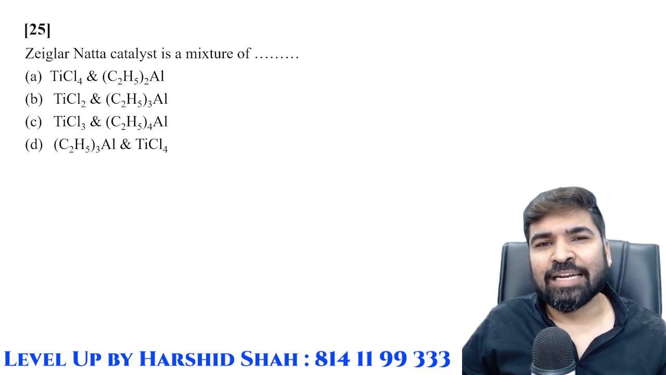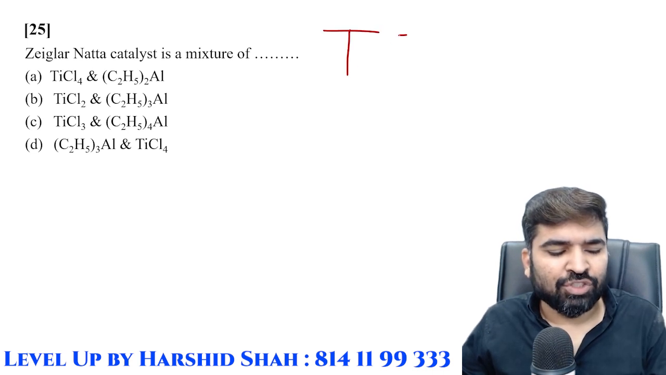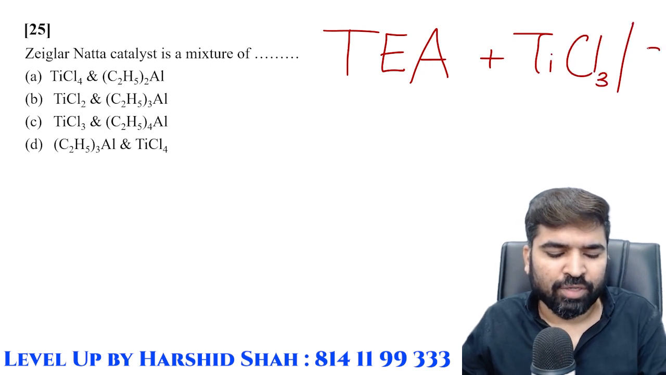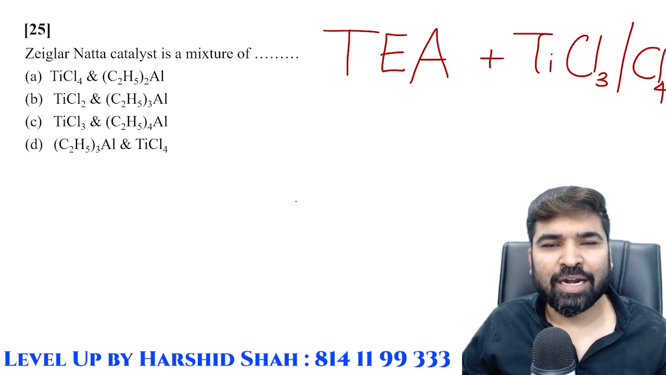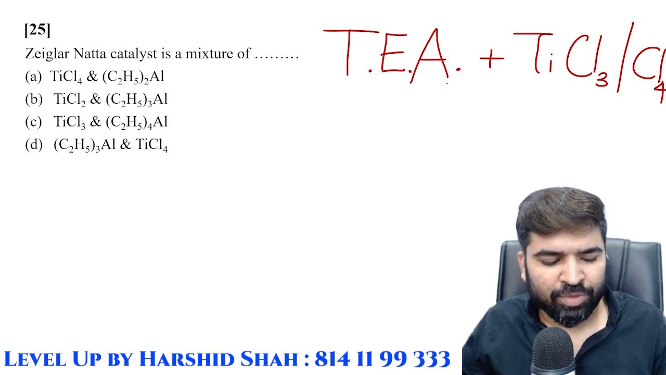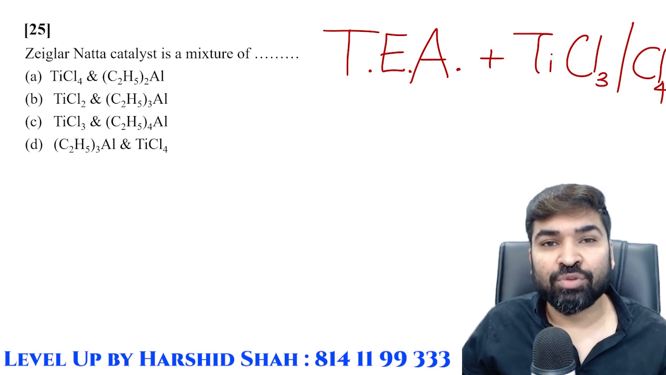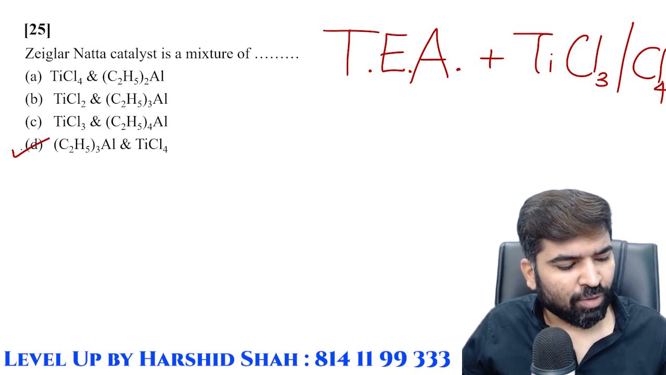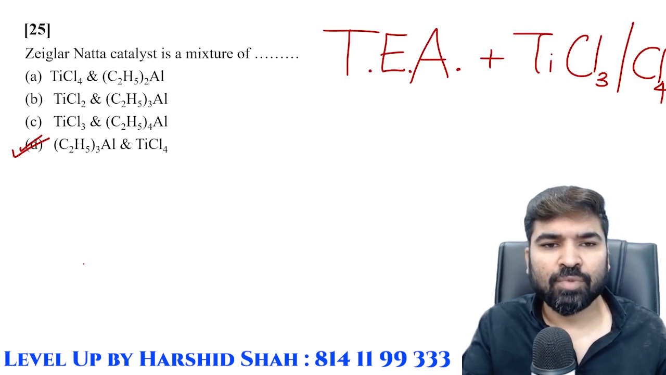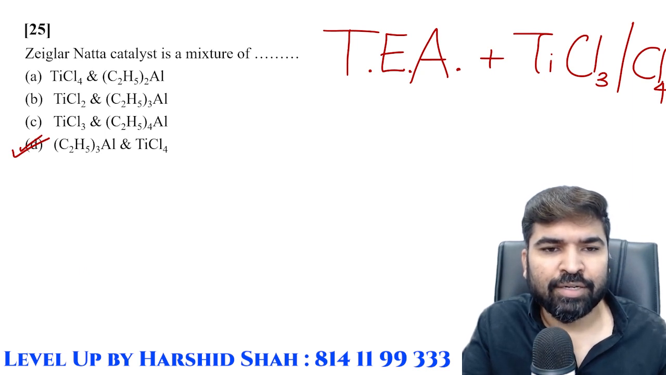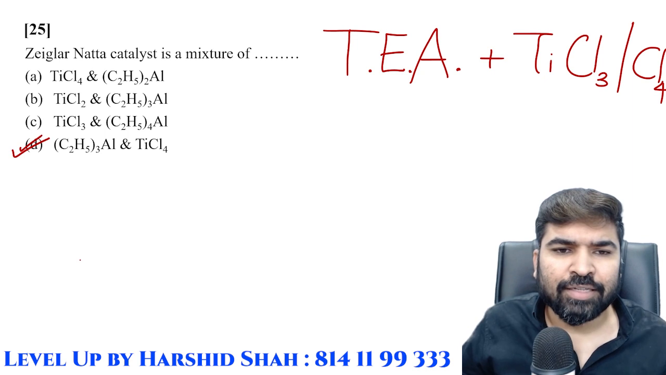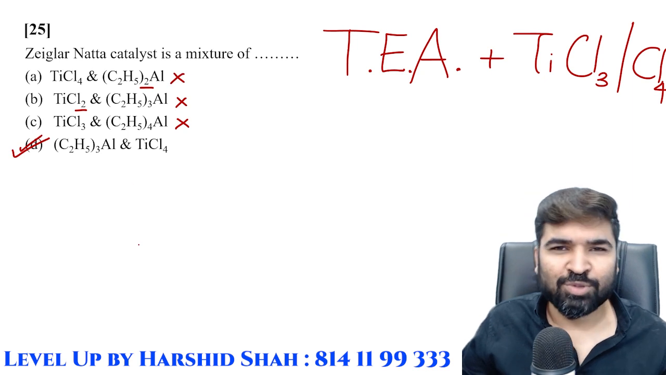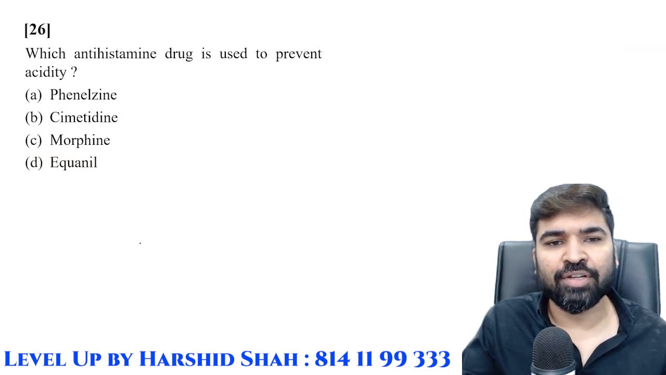What is Ziegler-Natta catalyst? Ziegler-Natta is TEA plus TiCl3 or TiCl4. What is TEA? It is triethyl aluminium. The ethyl group has to be there 3 times. Triethyl aluminium plus titanium trichloride or titanium tetrachloride. Right? Titanium trichloride, TiCl3, and C2H4 four times. This is wrong. This is TiCl2, which is wrong. This is twice. This is wrong. So definitely it is option D, which is the correct representation.